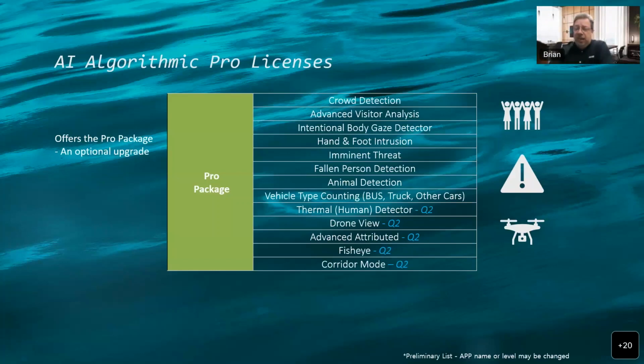Thermal, in terms of human detection through thermal camera. We're going to have drone view. So basically, if your drone technology supports RTSP streaming, you'll be able to bring that into the AI box, second gen, and apply the analytics to that video feed that's coming from the drone. And that's another thing that's pretty exciting. Advanced attributes. So advanced attributes would be things related to time, color, height, speed, stuff of that nature. Fisheye, as well as cargo mode.